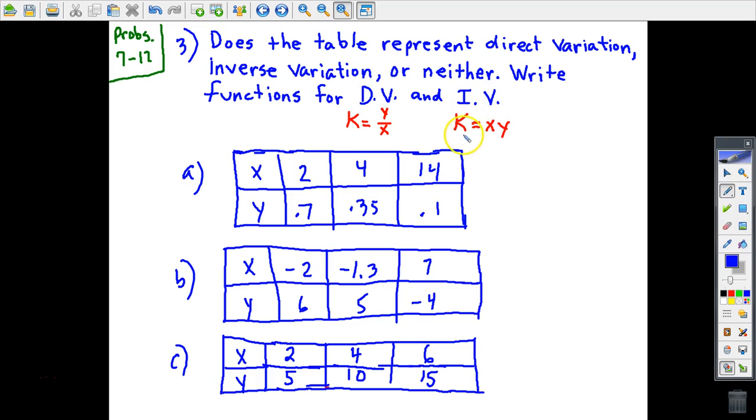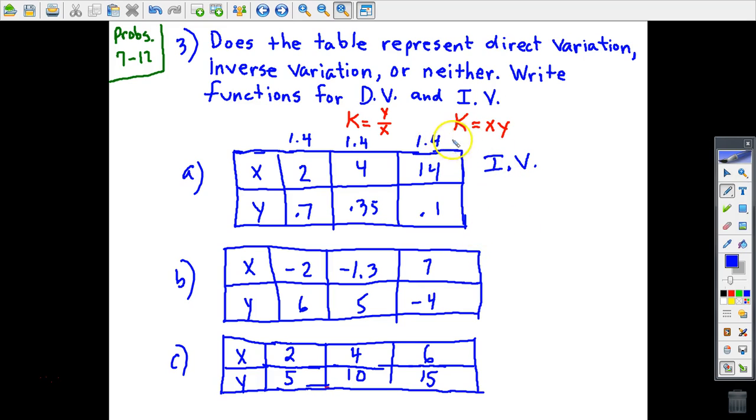Well, what about inverse variation? It says that I find k by multiplying x times y. Well, if I multiply x and y together, here I get 1.4. If I multiply 4 times 0.35, I get 1.4. If I multiply 14 times 0.1, I get 1.4. Well, sure enough, I get the same result every time I multiply x and y together, and that same result is called k, or the constant. Okay, so my first answer here is I've identified table A as inverse variation.